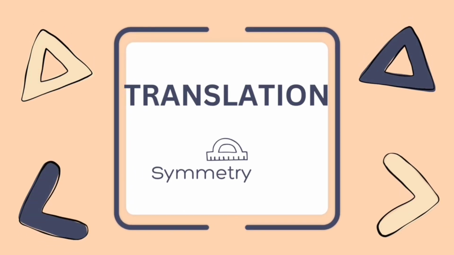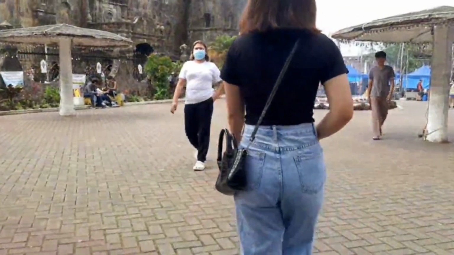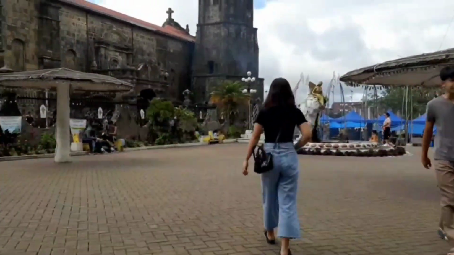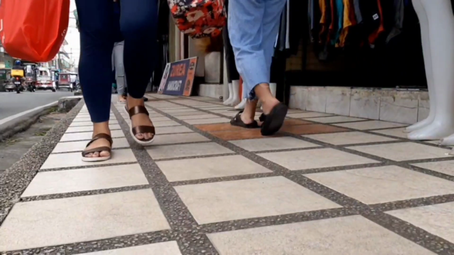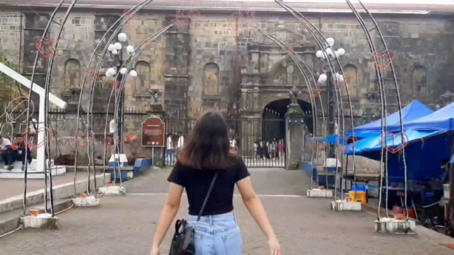And the last type of symmetry is the translational, which is also known as glide symmetry. It occurs when the object or a figure moves by a shift or slide in a specified direction through a specified distance.